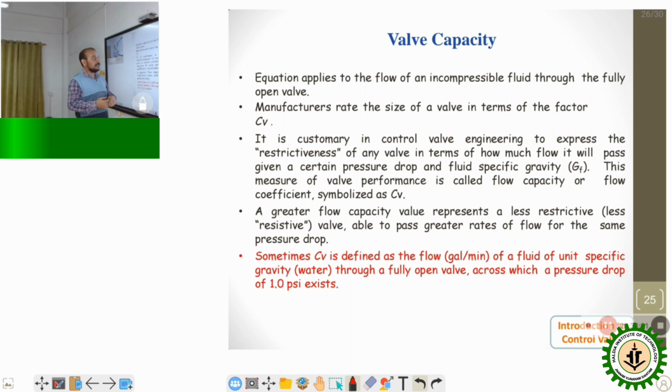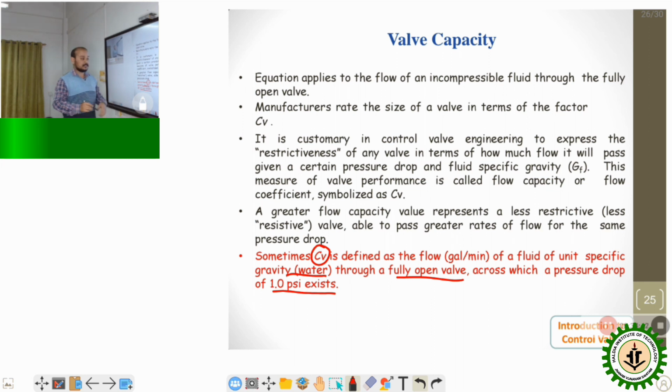And the valve capacity is known as CV. The CV is defined as the flow. I will go through the equation in the next slide. CV is nothing but the flow of a fluid of unit specific gravity. So it depends on the specific gravity and the differential pressure between the upstream and downstream side through a fully open valve, across which a pressure drop of 1.0 psi exists.